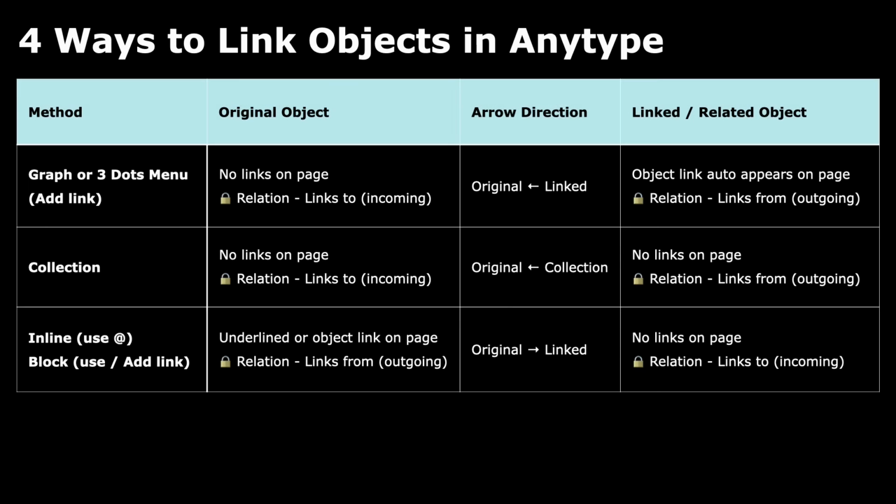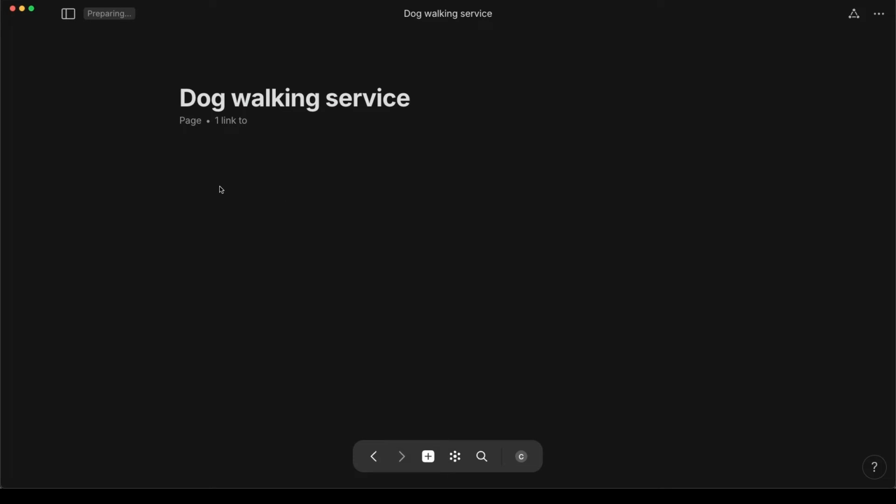Okay, that brings us to our third way to link and unlink objects, which is actually on the page of your object. And this time I'm going to look at dog walking service, right? So let's say I was taking some notes during the day of random things I was thinking about.